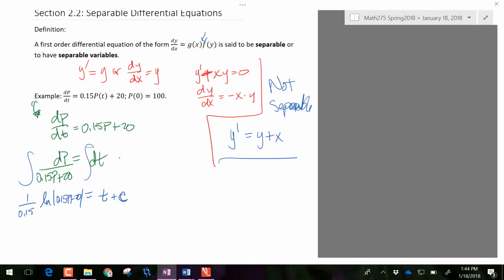Okay. Now this is an implicit solution. Remember implicit? How can I make it explicit? What would I need to do to make it an explicit solution? Yeah, we're solving for P of t. So if we get P by itself, then we can get an explicit solution, which is generally what we want. And if there's any chance of doing that, you should do that. Otherwise, it stays implicit. In this case, we could do that. I think we need to multiply by 0.15.